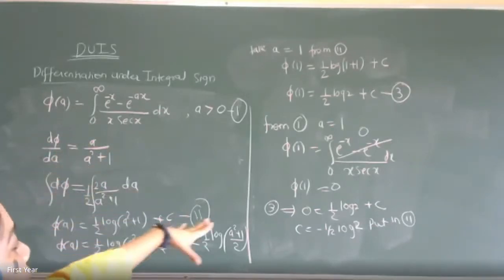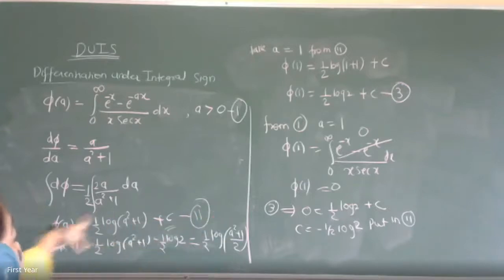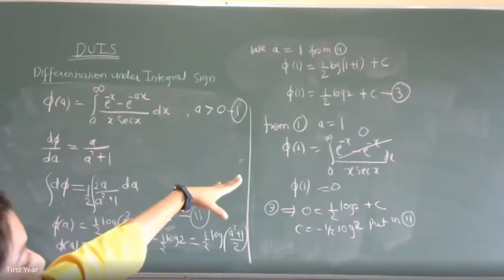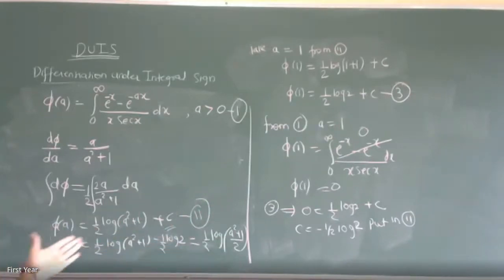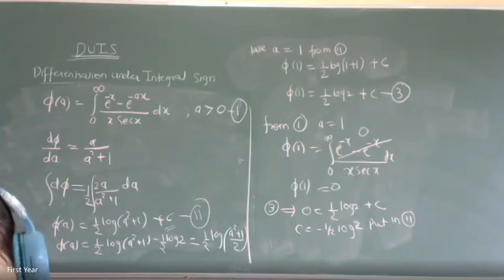And that's why it turns out that phi of 1 is equal to 0. From equation 2, I get the right hand side value, which gives me the value of c to be minus half log 2. Back substitute that value of c in terms of phi of a, which we got by solving the differential equation. That is the final solution of your given integration. Is that clear to everyone?